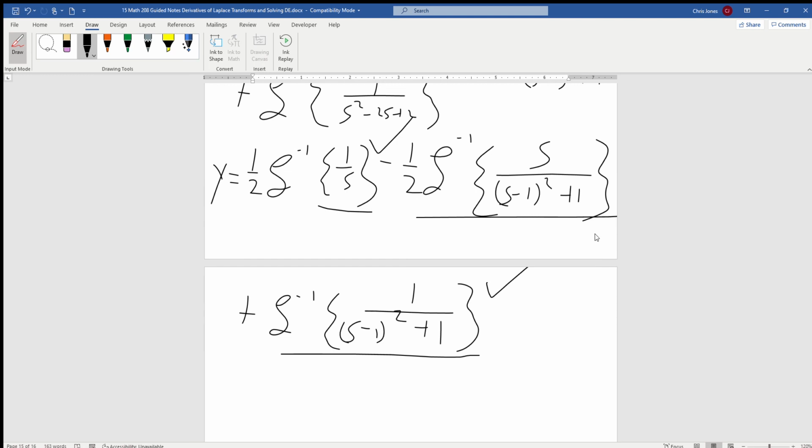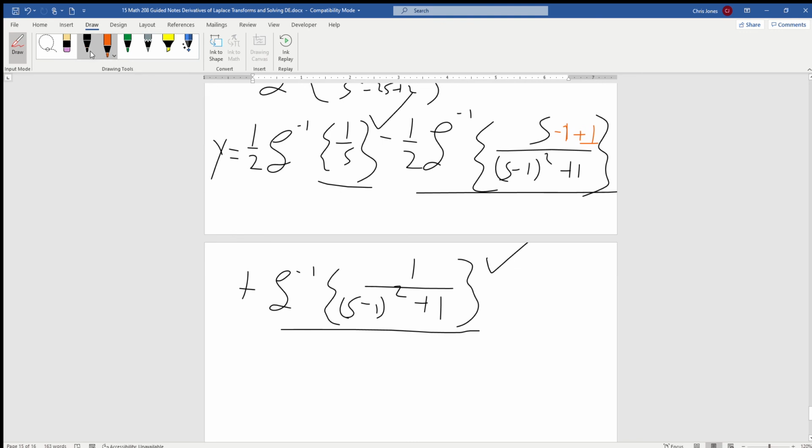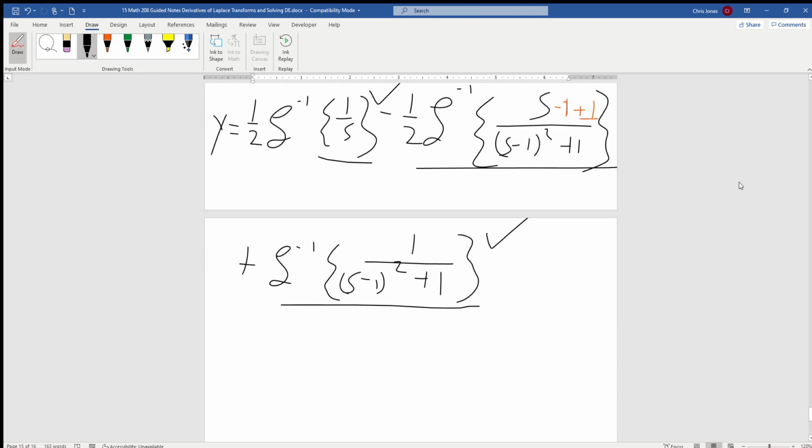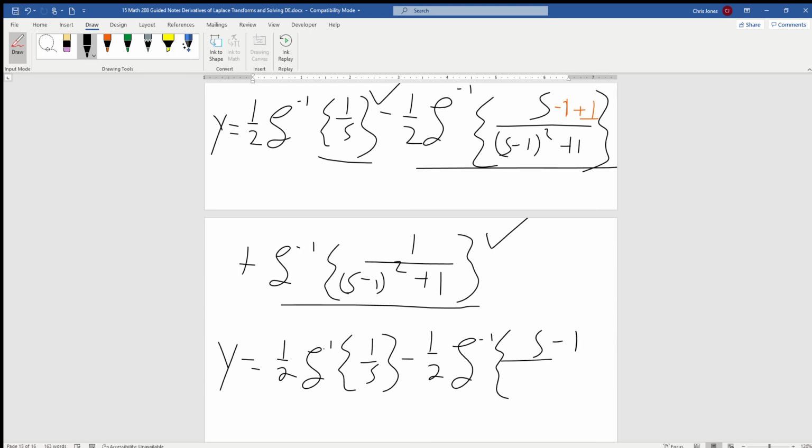We're going to do that magic trick where we are going to subtract 1 and add 1. And what that's going to do is split off another Laplace transform because of this 1. Okay, so let's rewrite this at least one last time. So y is going to be equal to 1/2 inverse Laplace of 1 over s minus 1/2 inverse Laplace of s minus 1 over s minus 1 squared plus 1.